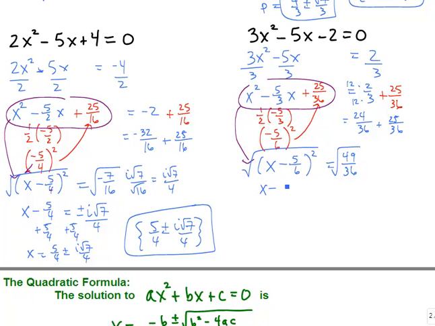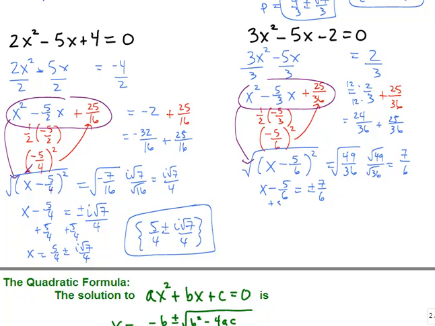The left side gives me x minus 5/6 equals plus or minus. And notice here that the square root of 49 over the square root of 36, both of those numbers are perfect squares. So the square root of 49 is 7, square root of 36 is 6, so this just becomes 7/6. We have no radicals left over. Now, because we don't have any radicals left over, that means we're going to be able to simplify here.